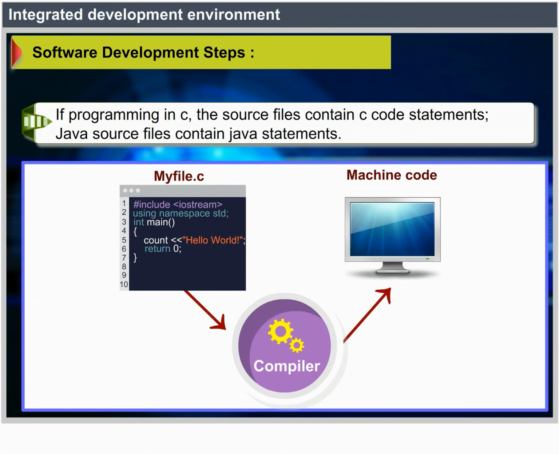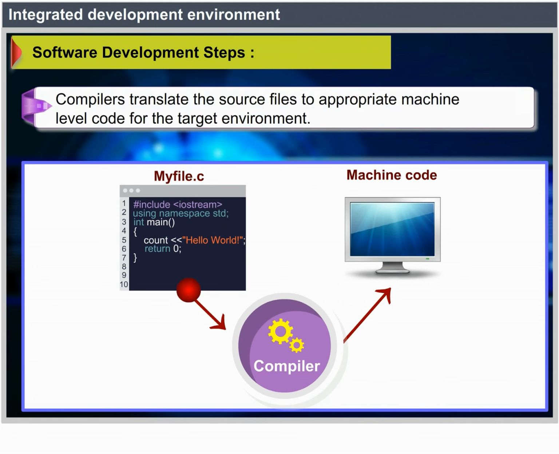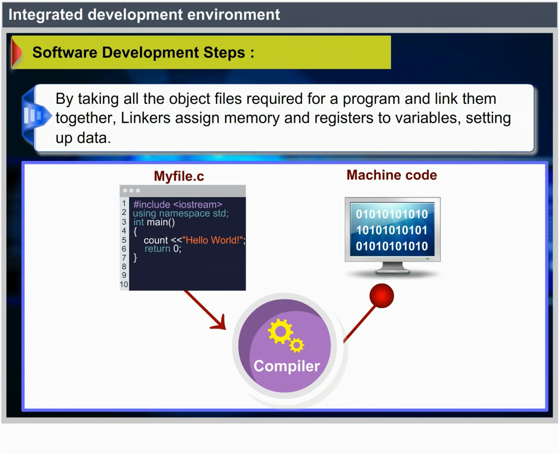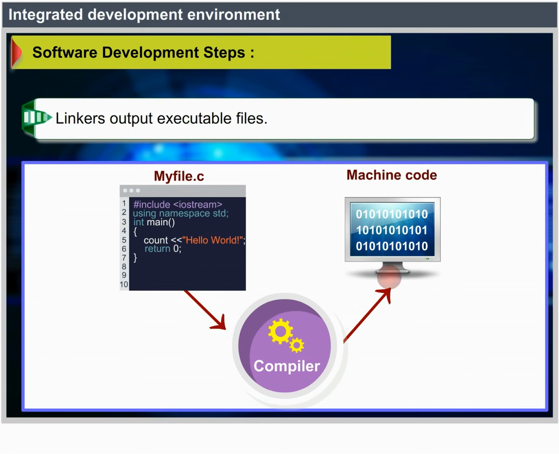Java source files contain Java statements. Usually, source file names have extensions indicating the code they contain. A C source file may be named myfile.c. Compilers translate the source files to appropriate machine-level code for the target environment. Linkers take all the object files required for a program and link them together, assigning memory and registers to variables, setting up data. They also link in library files to support operating system tasks and any other files the program needs. Linkers output executable files.